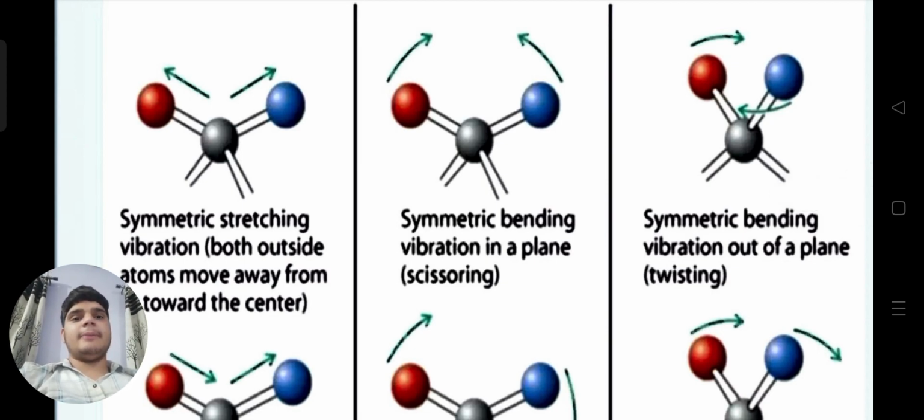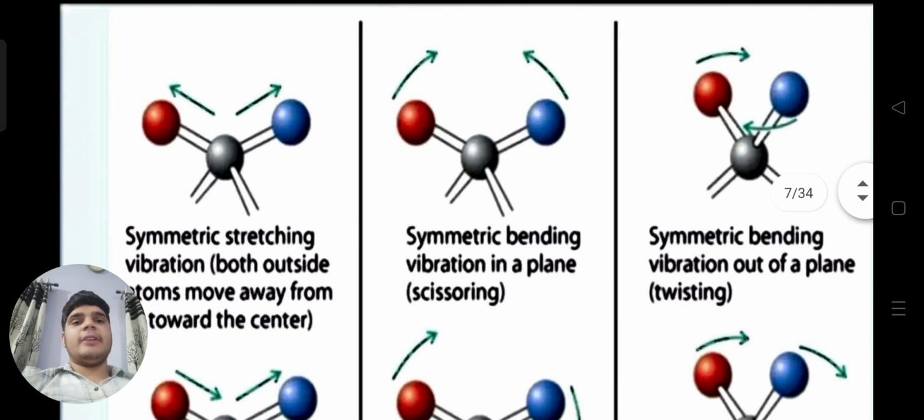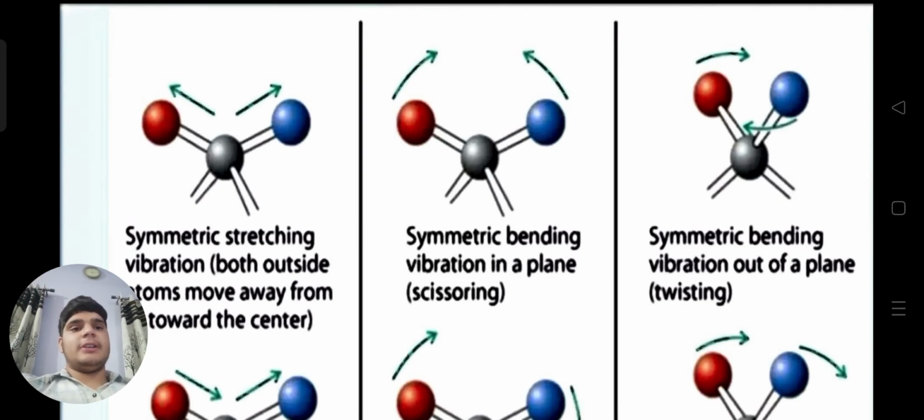Symmetric stretching vibration. Here both the outside atoms move away from or towards the center. Here you can see the blue and the red one moving away from each other. Second one is the symmetric bending, or the vibration in a plane. It is also known as scissoring, as you see both the atoms are coming towards each other. Symmetric bending out of the plane, moving anticlockwise and clockwise respectively, is also known as twisting.